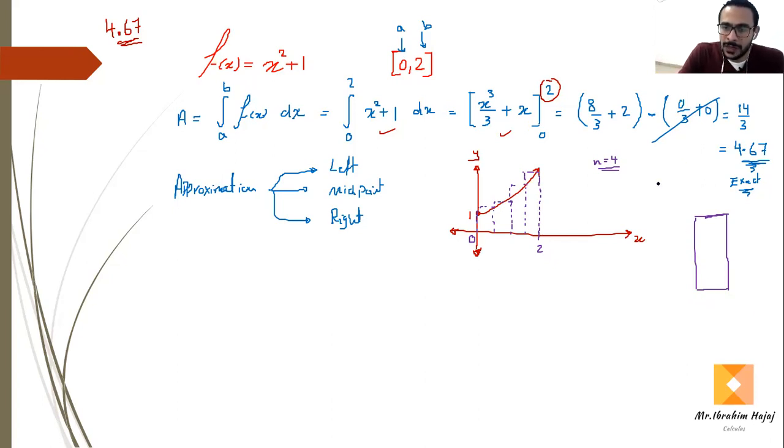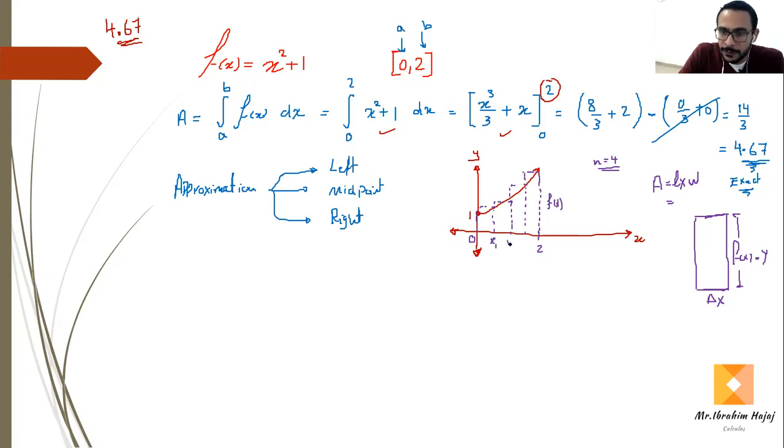And as you know, the area of a rectangle is length times width, right? And the length here is the value of y, or f of x. So here is the height, which is the length, f of x or y. And the width of the rectangle is going to be delta x. Why? What is delta x? Delta x means the change, for example 0.5.